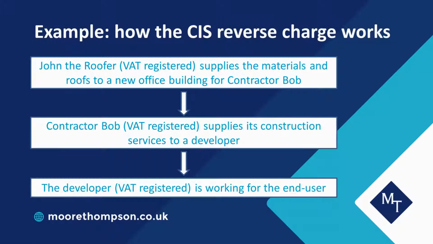John the roofer, who is VAT registered, supplies the materials and roofs to a new office building for contractor Bob, who is also VAT registered, who in turn supplies its construction services to a developer, also VAT registered, who is working for the end user. Let us say that John's supplies to Bob are all standard rated. How does this work under the current system?